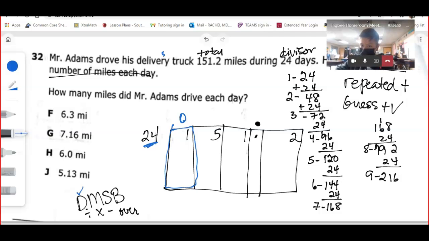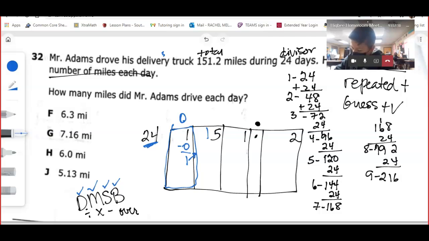I don't have enough groups, so I put a 0. Next, I multiply. What's 0 times 24? 0. Next, I subtract. What's 1 minus 0? 1. And last, I bring over. So I bring this 1 to the next place value, which is 15. Okay, and then it starts over again.